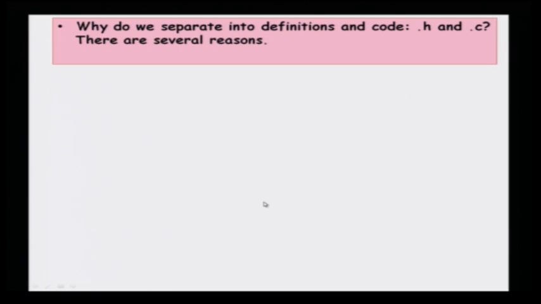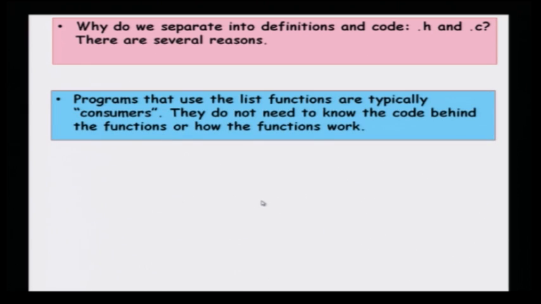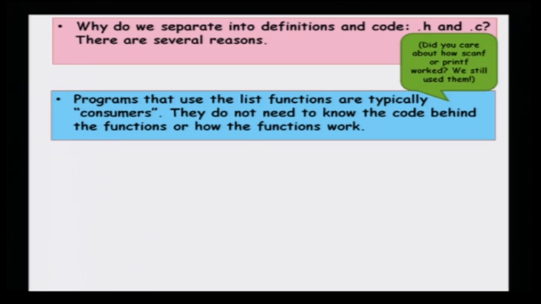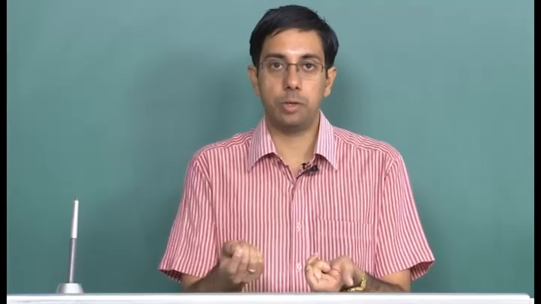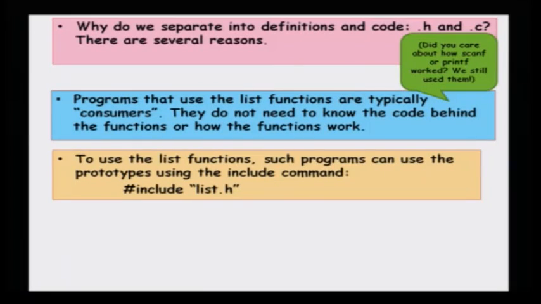Now, why do we separate definitions into .h and .c? There are some reasons. Programs that use the list functions, for example, are typically consumers, and they do not need to know the exact details behind how these functions work. Okay. And we have already done this in other cases: we do not know about how scanf or printf worked. We just know that printf needs a format string and the variable to be printed. Similarly, scanf needs a format string and the variable to be assigned. We do not know anything about how scanf or printf is actually defined or implemented. We just know that it needs these arguments and therefore, we can call them. So, this is the kind of separation of detail that we are hoping to achieve.